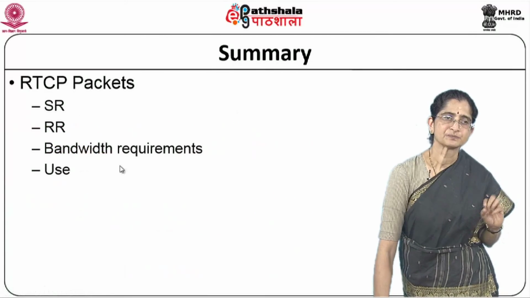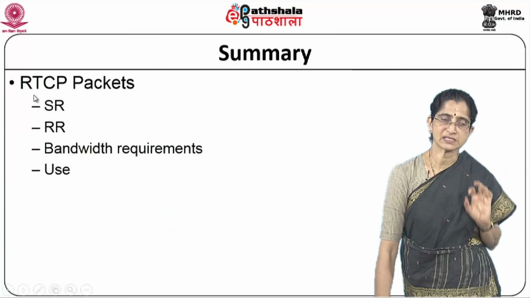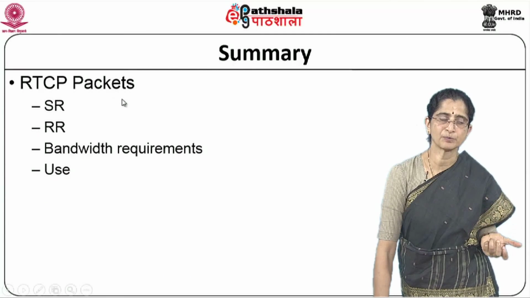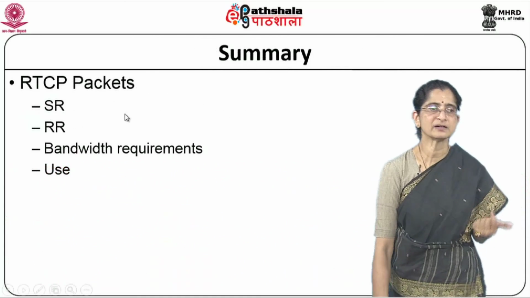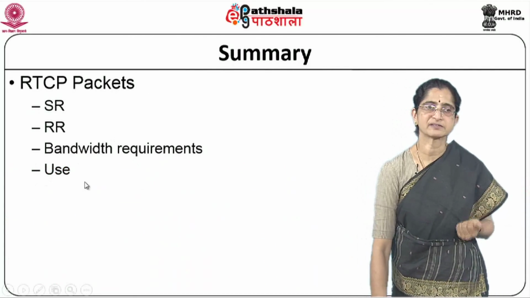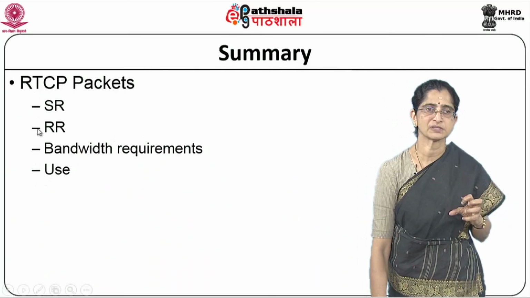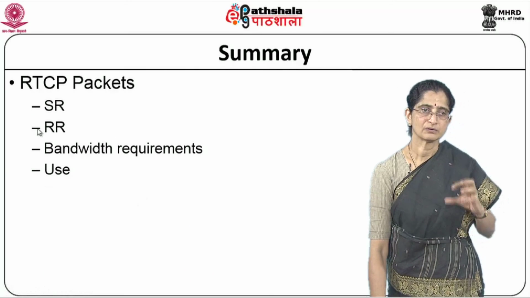To summarize, we have looked at various features of the RTCP packet. We have looked at what is meant by a sender report, what a receiver report is, how the bandwidth requirements are handled, and how the RR and SR packets are used to calculate various performance related parameters for a given session. With RTP and RTCP, you can see that this combination gives a lot of features for multimedia applications to be able to adapt to the condition of the network and share the available bandwidth in an effective manner. Thank you.